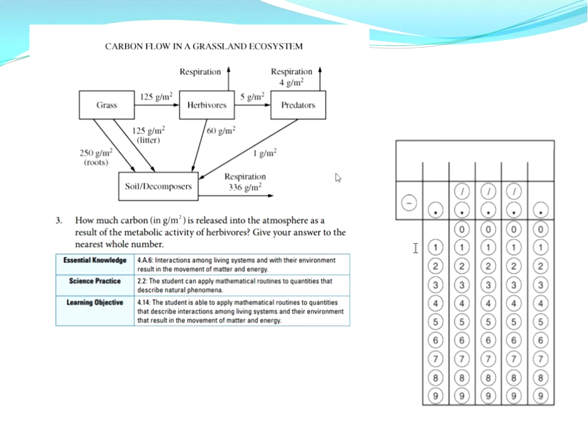I think I have one more practice question here. This one's looking at the carbon flow in a grassland ecosystem, and the question is asking how much carbon in grams per meter squared is released into the atmosphere as a result of the metabolic activity of herbivores. Give your answer to the nearest whole number. Your herbivores are right here, in between the grass and the predators, and it gives you some numbers coming off them. So how much carbon would be released for those herbivores? What do you think?